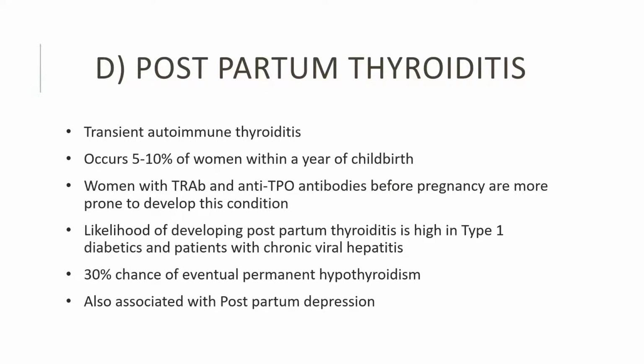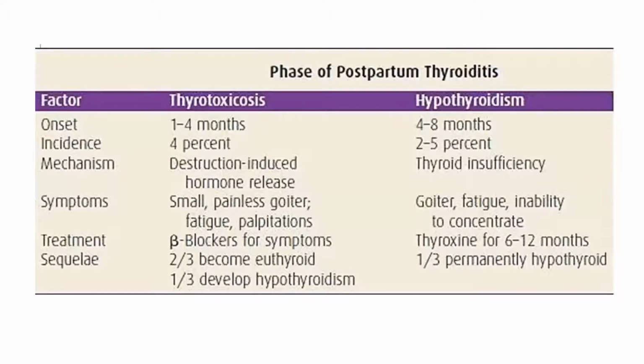There is a 30% chance of eventual permanent hypothyroidism if not optimally managed, or it really depends on the course, and you cannot predict. So you just have to monitor and keep the patient under observation. Also, it is associated with postpartum depression. This is the timeline of phases of postpartum thyroiditis. Usually a thyrotoxic phase occurs, with onset at nearly 1 to 4 months, and then by 4 to 8 months, the patient develops hypothyroidism.